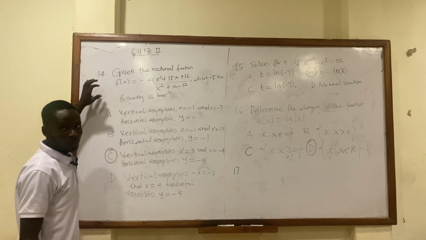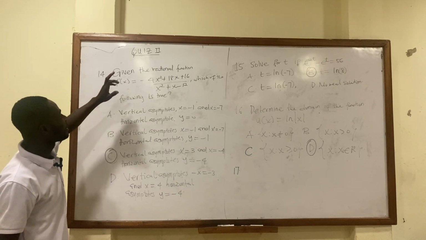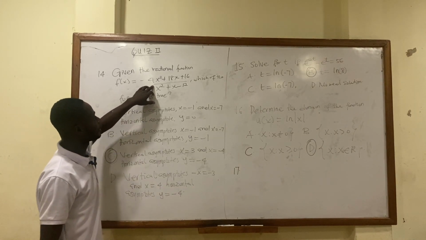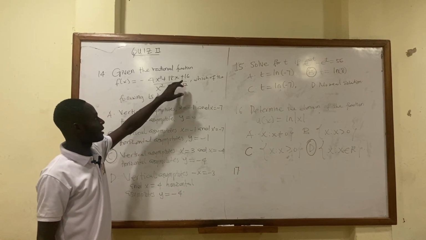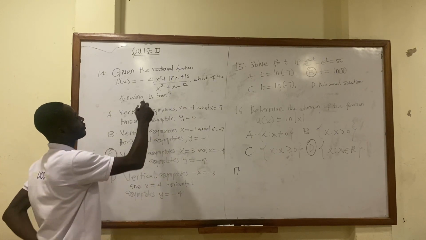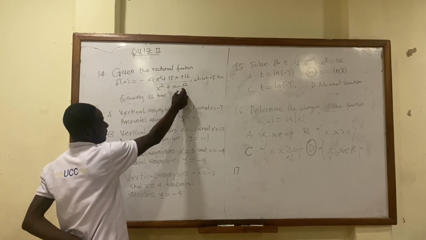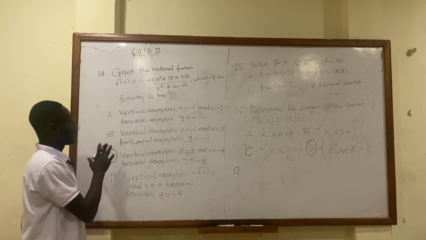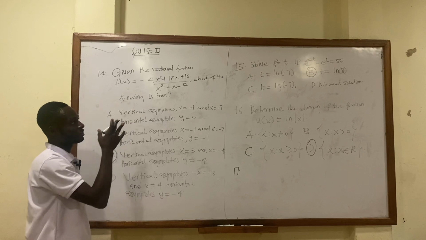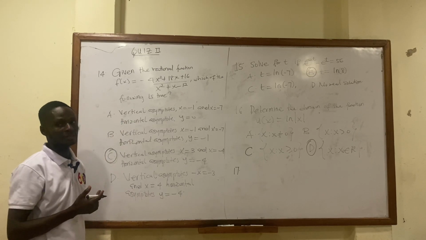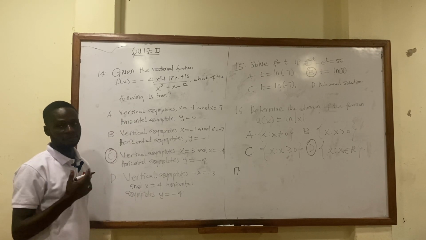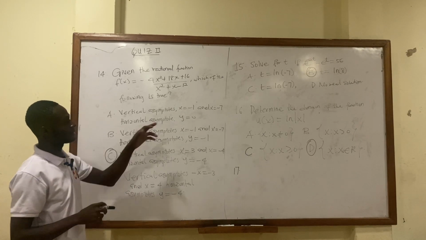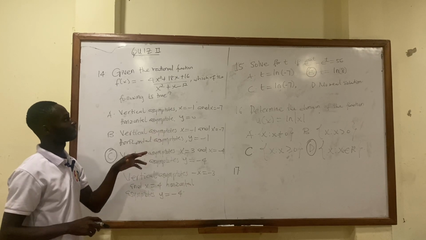All right, so question number 14. Given that the rational function f of x is equal to (minus 4x squared plus 18x plus 16) over (x squared plus x minus 6) minus 12, which of the following is true? Looking at the function, they are asking us which of these options correlates with the function given. So A, vertical asymptotes are x equals 1 and x equals 7.